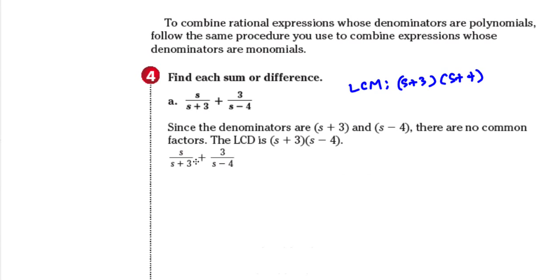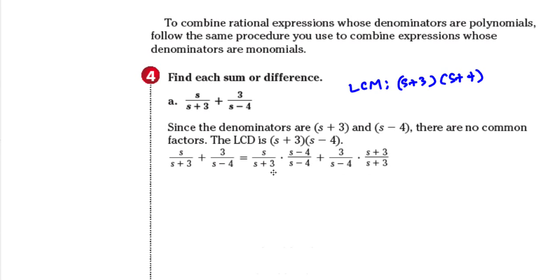Since the denominators are s plus 3 and s minus 4, there are no common factors like what we talked about. So the LCD is s plus 3 times s minus 4. And if that's our LCD, we can rewrite this.